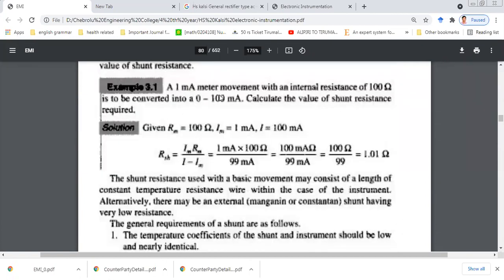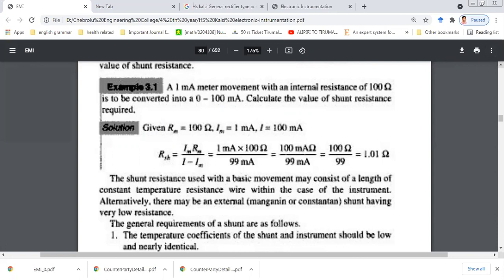A 1 milliampere meter movement with an internal resistance of 100 ohms is to be converted into a 0 to 100 milliamperes ammeter. Calculate the value of the shunt resistance required. Here IM is given as 1 milliampere, and Rm is given as 100 ohms. The input current range is 0 to 100 milliamperes, so the I value will become 100 milliamperes.